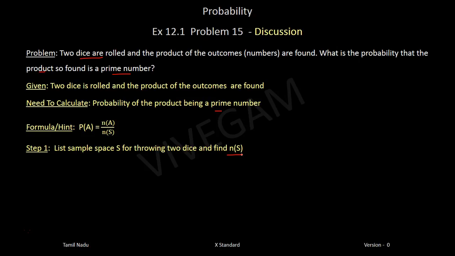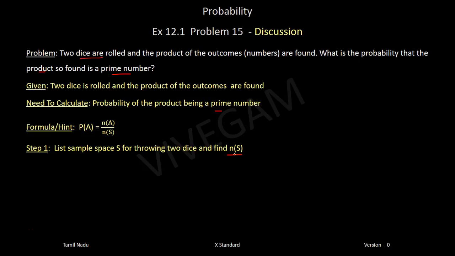This is very simple because we have done a similar problem, but not the same problem, in one of the previous ones, I don't remember which problem it is, but we have done this. So it's easy to list out the sample space. If you remember, we have to fix 1. The first die, let's say the first die throws 1. So the second die can throw 1 or 2 or 3 or 4 or 5 or 6. So that way, we'll slowly list out all the possible outcomes and then count it and find n of S.